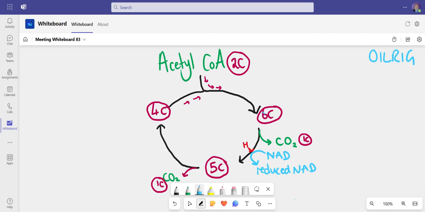So each time we produce reduced NAD, we should really, in full, draw it as this curved line like we have been doing. But because we've got so much to fit in, we're just going to simplify it. So I'm just going to draw it like this and say that we produce just there another reduced NAD.